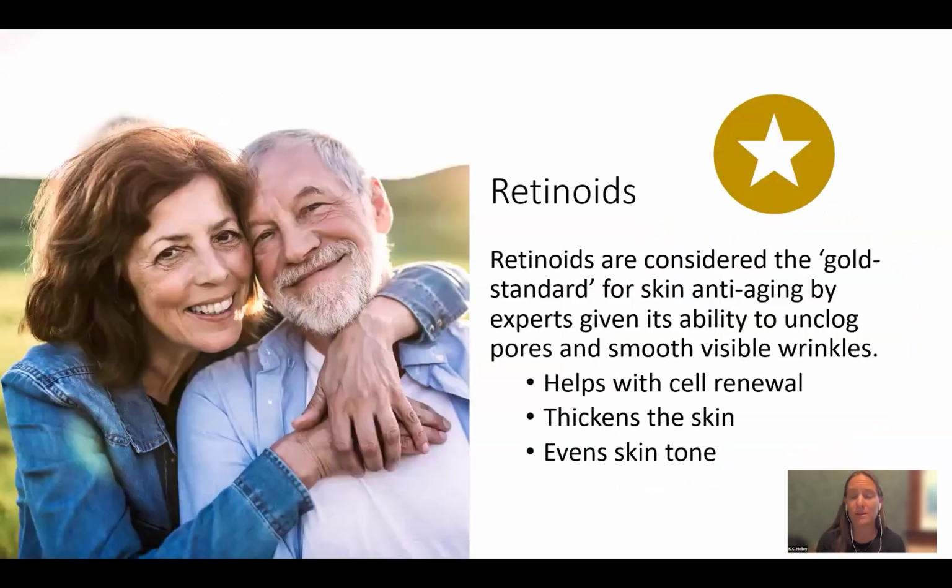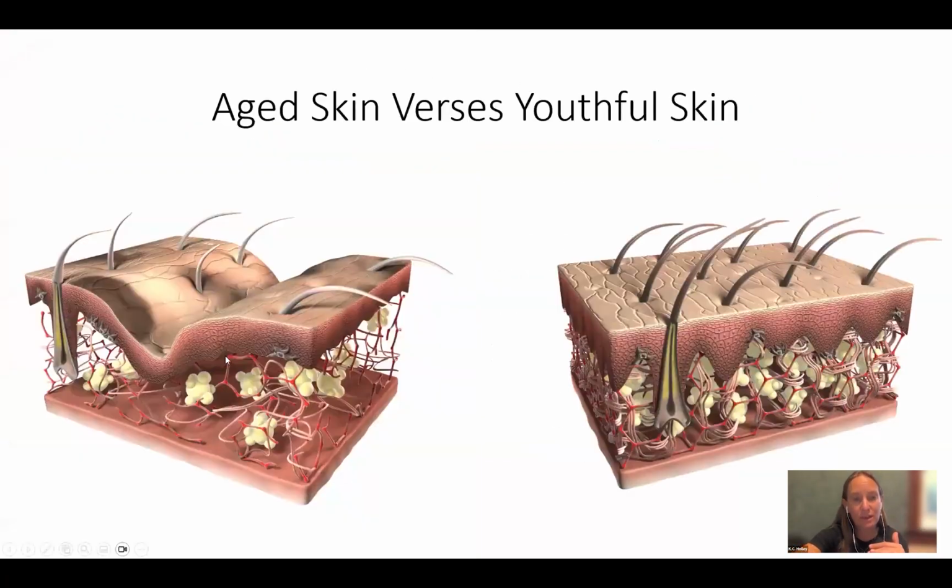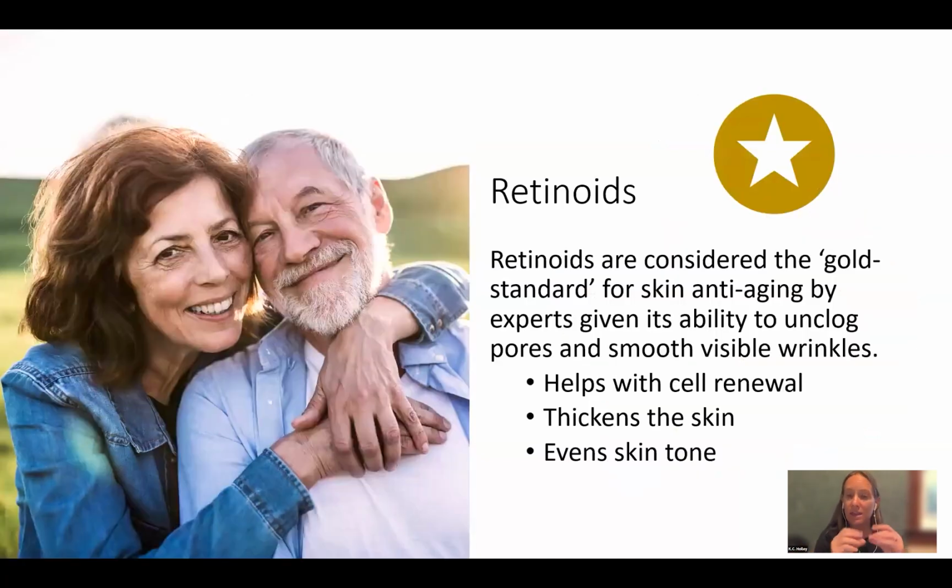So when we talk about retinoids and why they are so great for the skin, the reason for this is because they have a wealth of anti-aging benefits. They can unclog pores, they can smooth visible wrinkles, they can help with cell renewal. So again, if we think back to those images, right? The cell renewal is how, at the basal layer of the skin where that dermal epidermal junction is, how well those are splitting and creating new cells, right? It can thicken the skin and it can help to even skin tone. And retinoids are really considered to be the gold standard when it comes to skin aging experts like dermatologists.